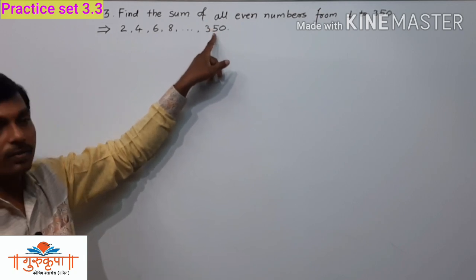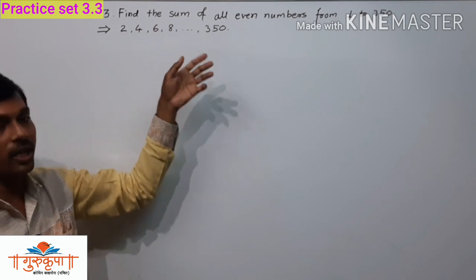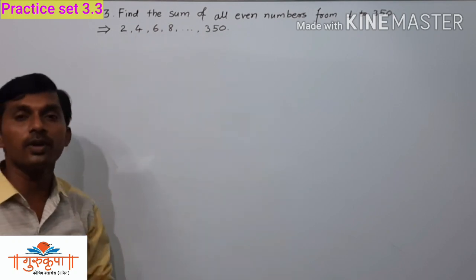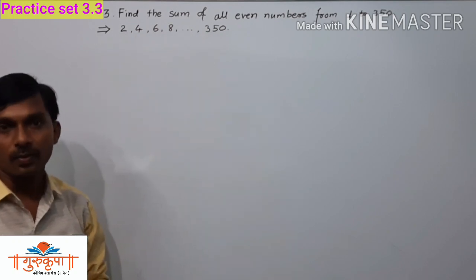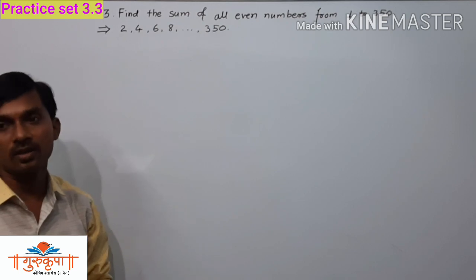350 is which number's term of this AP, that we didn't know. Means we didn't know the value of n.